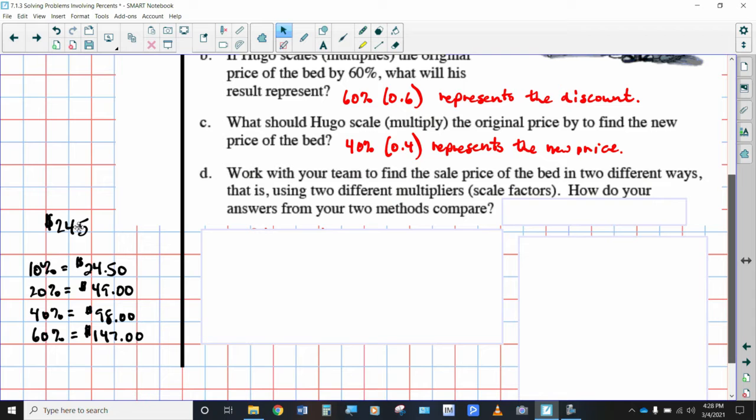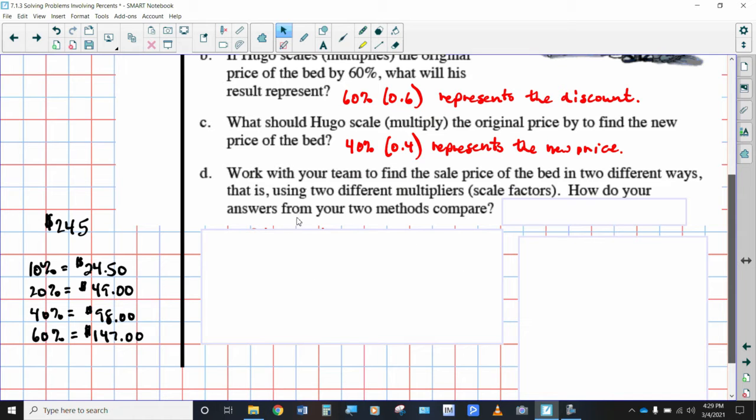So here we know to find 10% of 245, you would just divide it by 10, which would mean you move the decimal one place to the left. So 10% is $24.50. If we double that, 20% would be $49, because you double 24.50, you get 49. If you double 20%, you get 40%. And that gives you $98. And so right now I can tell you that the sale price is going to be $98. So that means that the discount would have to be $47.